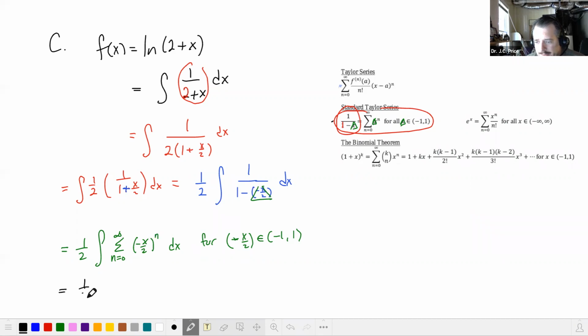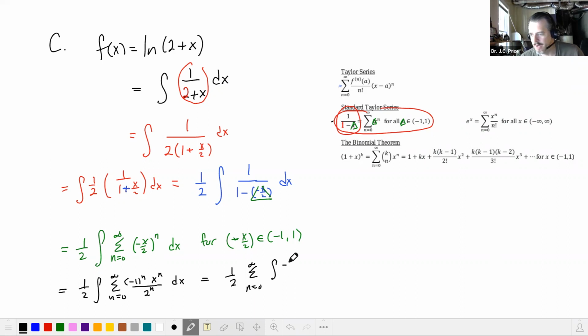So this is going to be 1/2 the integral, the sum n equals 0 to infinity. So before I flip-flop the integral and sum, I'll probably rewrite this as negative 1 to the n times x to the n over 2 to the n dx. All right, so I just take that nth power through. The negative becomes negative 1 to the n. The x is x to the n. The 2 is 2 to the n. And now, if you want, I can flip-flop the sum and the integral because it's really ready to go. All right, so here I have 1/2. So the integral of the sum is the sum of the integrals.